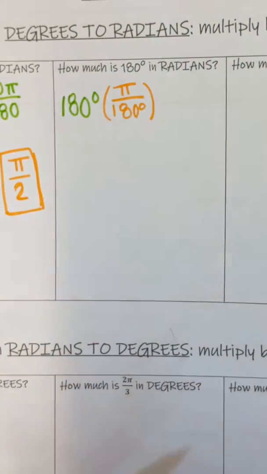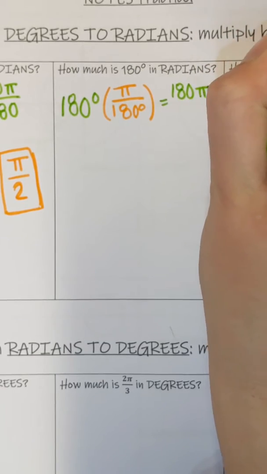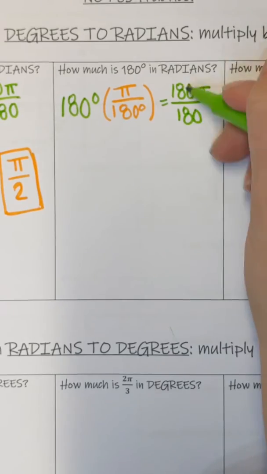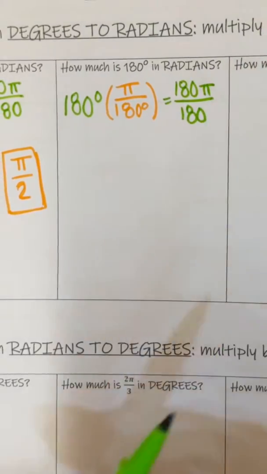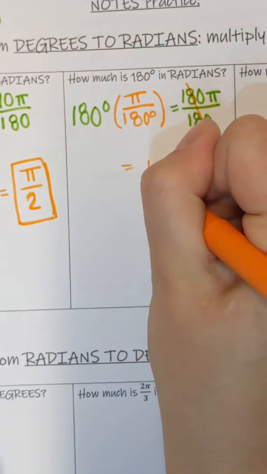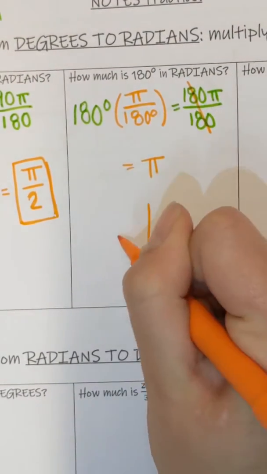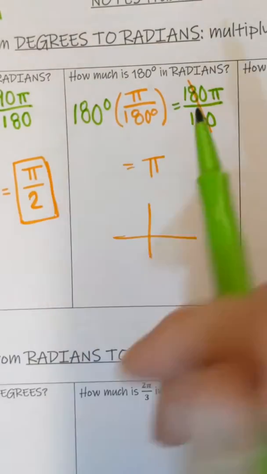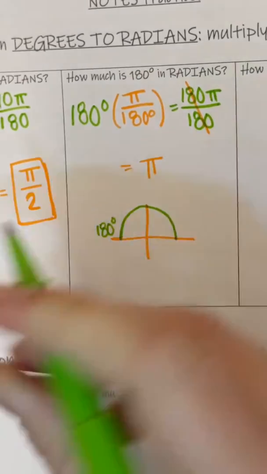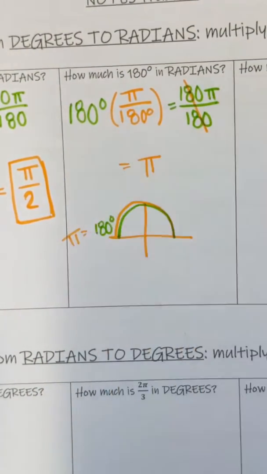When we rewrite this problem, we've got 180 on top and a pi on top, and we got 180 on the bottom. And since these numbers match top and bottom, they're just being multiplied, they can cancel out fully, and we're left with the answer just pi. Like we already know from looking at our unit circle, how we said half a circle was 180 degrees, or half a circle is pi.